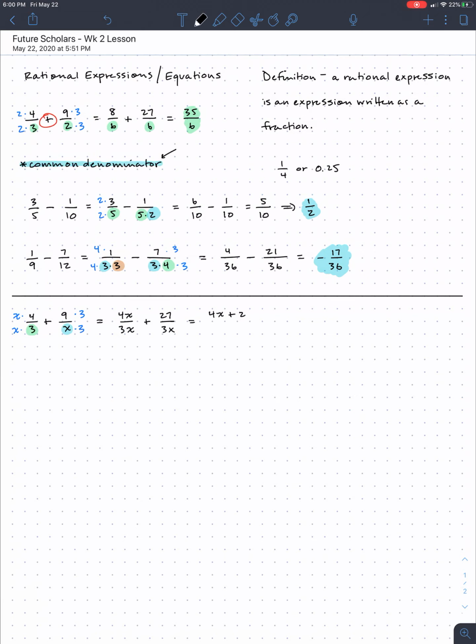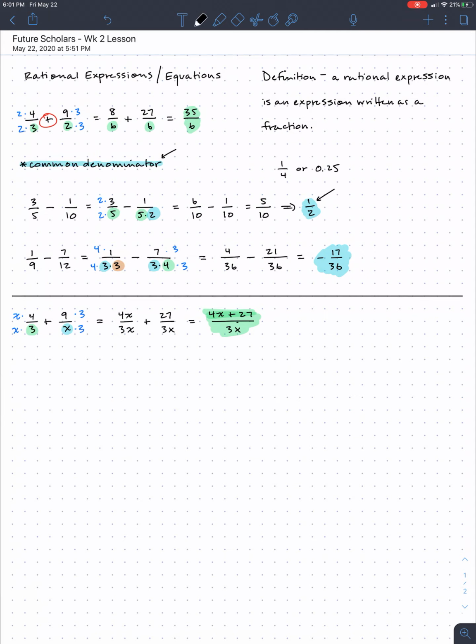Okay. So when I combine these, I have 4x plus 27. I'm going to fix that 7 over 3x. Remember that we can't combine these two terms because they're not like terms. They don't both have an x in common. So because of that, this is our final answer. All right. So the process still stays the same. It's just that we don't end up with a nice fraction like 1/2 in our answer, and that's okay.